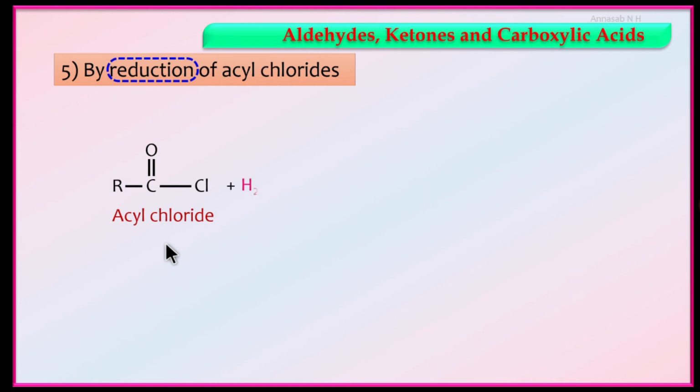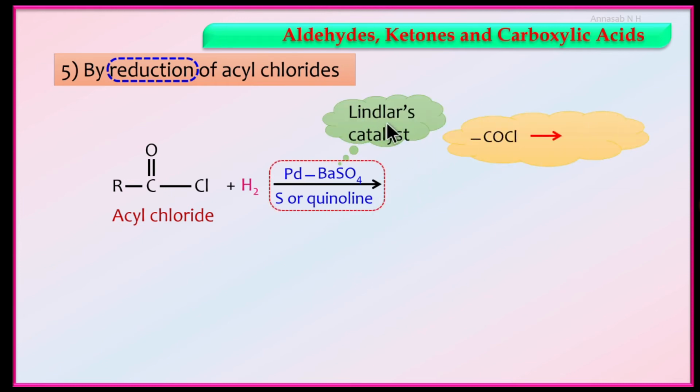This acyl chloride undergoes the addition of hydrogen in presence of Pd, BaSO4, sulfur or quinoline. This catalyst which we are adding is known as Lindlar catalyst, one of the most important catalysts used for the reduction process. So we have COCl which can be converted into CHO. This is the work of this Lindlar catalyst. Addition of hydrogen in presence of Lindlar catalyst converts COCl into CHO.